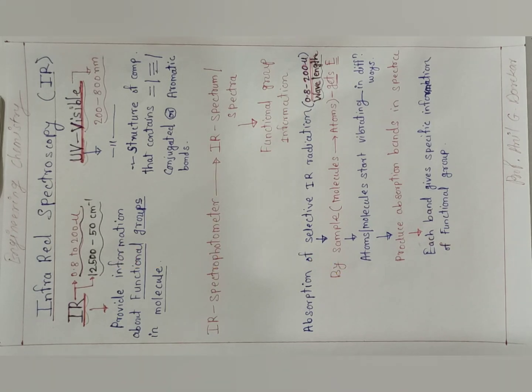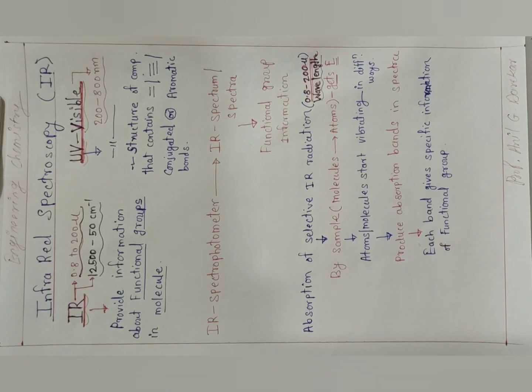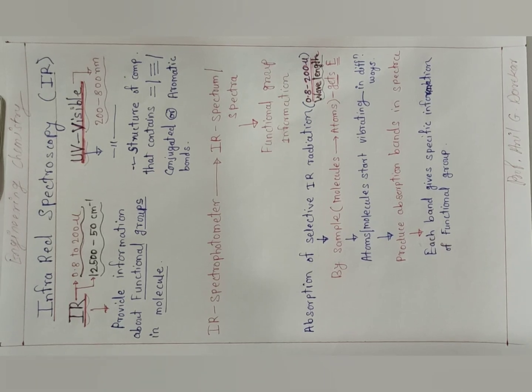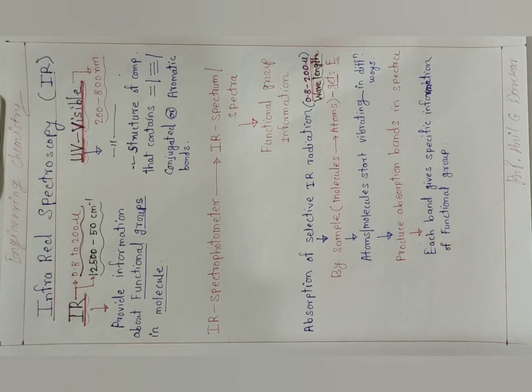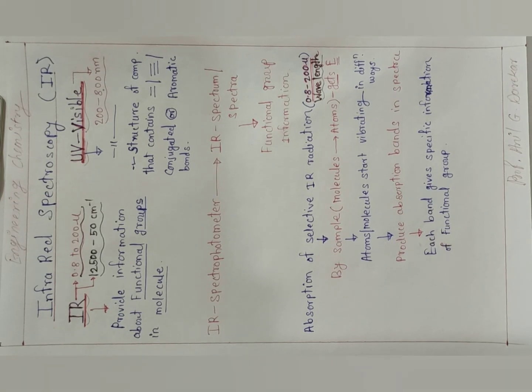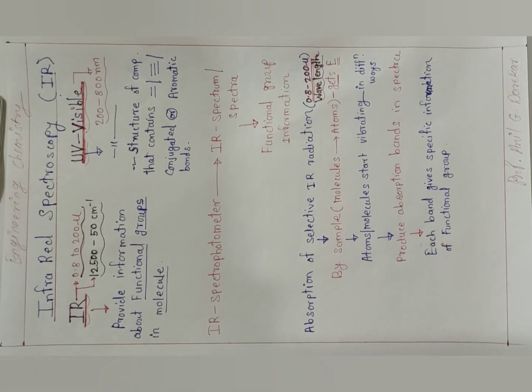Today we are going to study the second part of spectroscopic techniques, that is infrared spectroscopy. In the last 3 lectures we studied UV visible spectroscopy. UV visible spectroscopy gives us information about the structure of compounds that contain conjugated bonds, double bonds, triple bonds or aromatic compounds. Simply, UV visible spectroscopy helps us identify the structure of compounds that contain multiple bonds like double, triple, conjugated, or the presence of aromatic compounds. This information we can get by using UV visible spectroscopy.